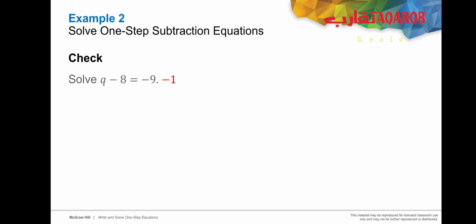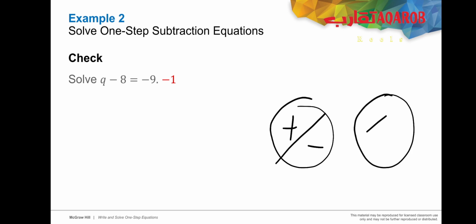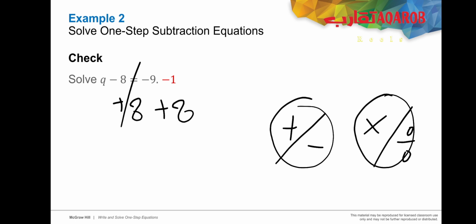If you remember, we said once that addition and subtraction belong to one family. Multiplication and division belong to one family too. Now, if I want to solve an equation that has subtraction in it, I use the inverse operation, which is addition. So I will add the number 8 to both sides. So it will be Q equals negative 9 plus 8.